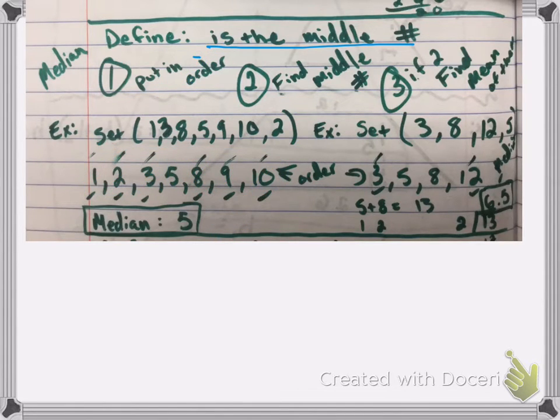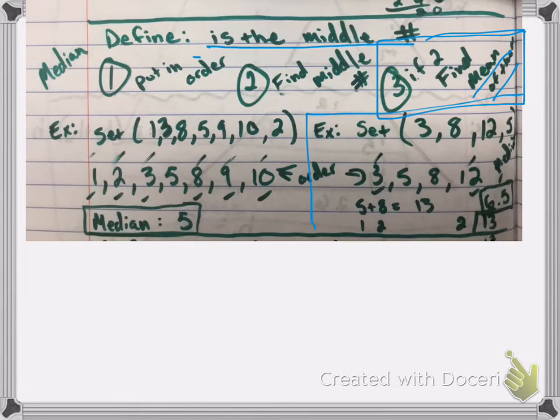Now I have another example off to the other side, as you can see over here. My number set is 3, 8, 12, and 5. The reason why I did this example was because I need to have an example where we find the middle by having two numbers in the middle. So when you have two numbers in the middle, all you're doing is finding the average, or the mean, what we just learned about.